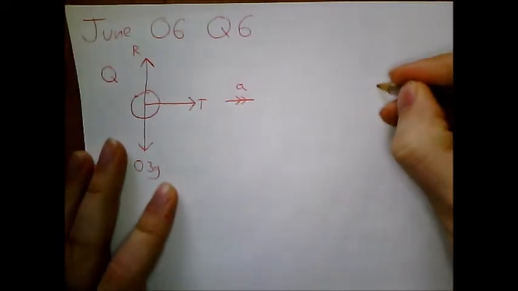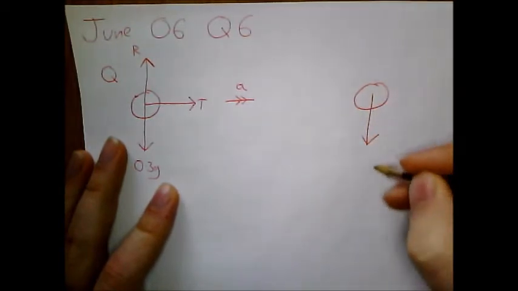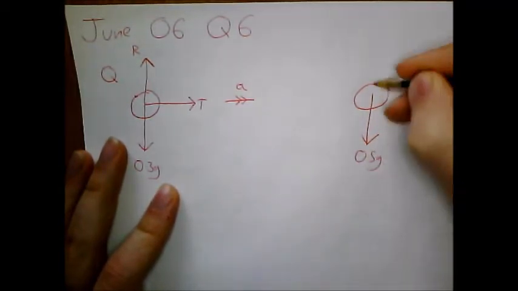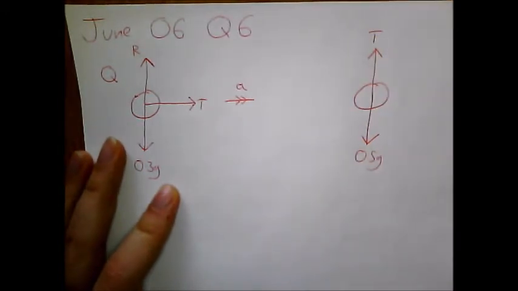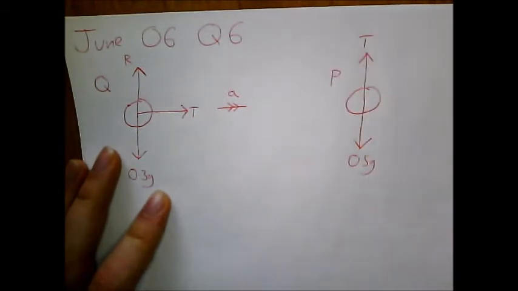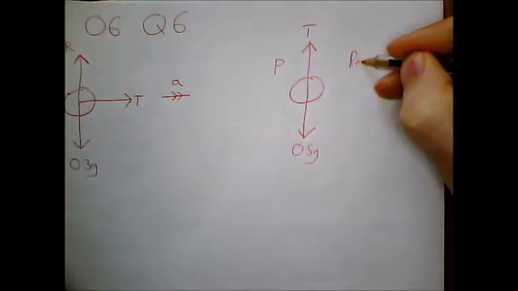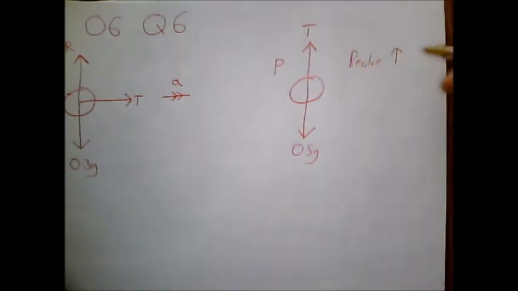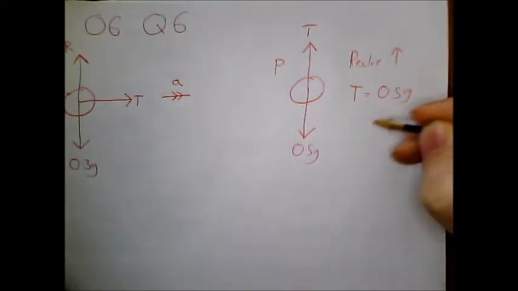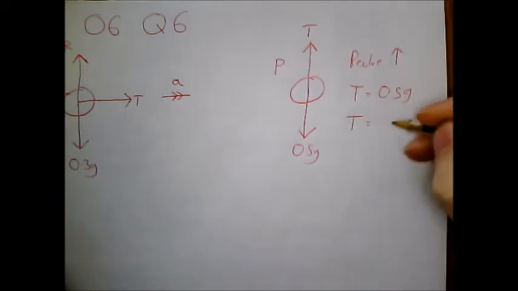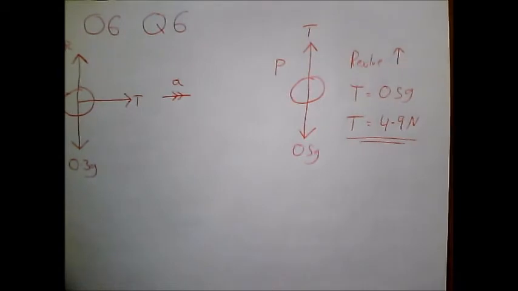Okay, now for particle P, we know its weight is 0.5 g, and there's a tension in the string, and this hangs in equilibrium. So, working out the tension in the string here isn't too difficult. Resolve forces upwards. We get T equals 0.5 g. So the tension in the string is 4.9 newtons. Okay, that's the first bit for part 1.